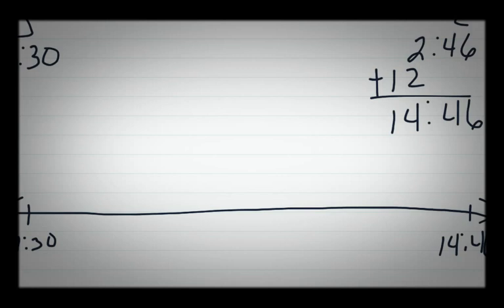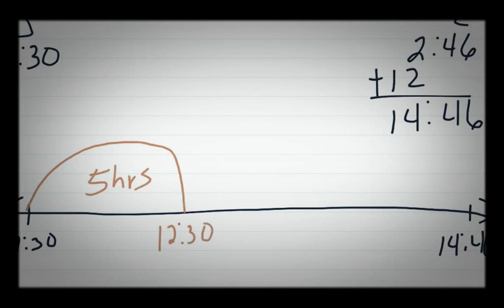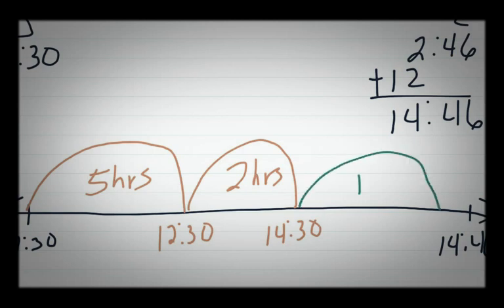Let me change my color. First thing I'm going to do is go 5 hours. That's going to be 12:30. Next thing I'm going to do is go another 2 hours. That's going to put me at 14:30. Remember, that is 2:30. The next thing I'm going to do, change my color again, make it all Christmas, so I'm going to go 16 minutes. And that's going to give me my end time of 2:46.